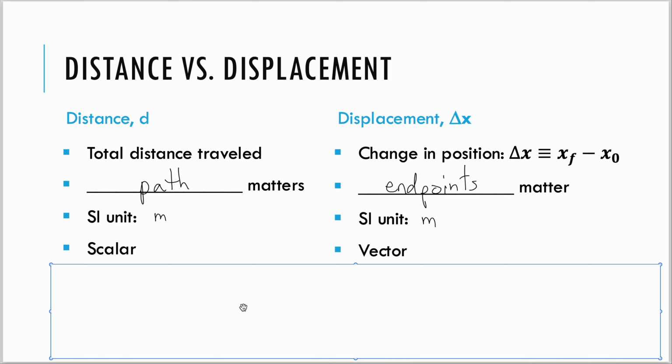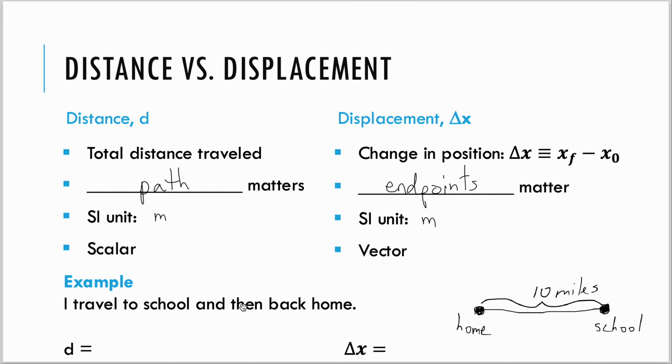Let's do an example. I travel to school and then go back home. We see in this picture that home and school are 10 miles away. So what would be the distance traveled? Well, the whole path matters. So we're going back and forth. So we're traveling 20 miles.